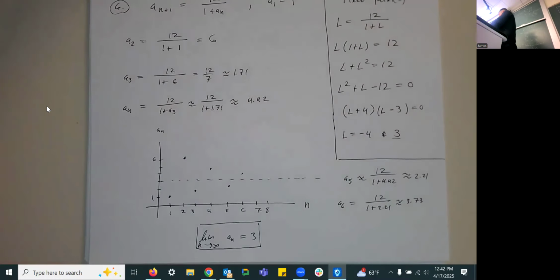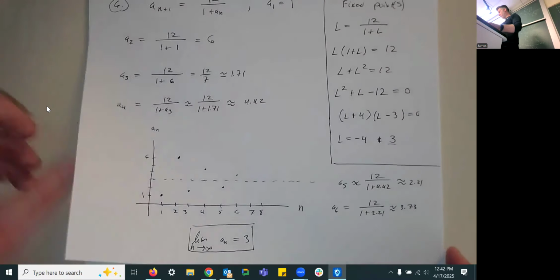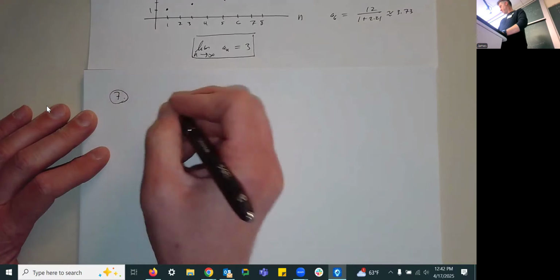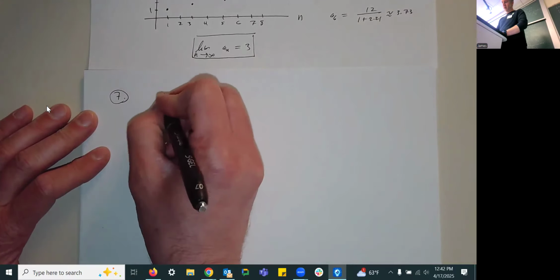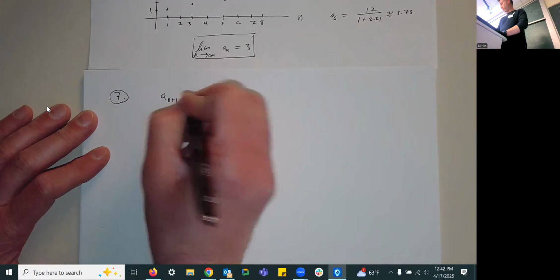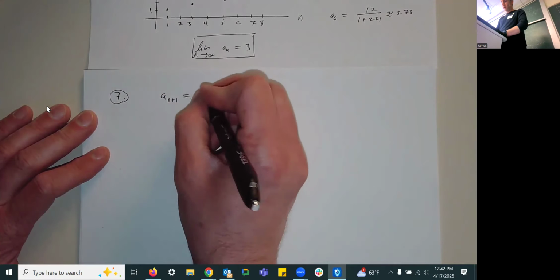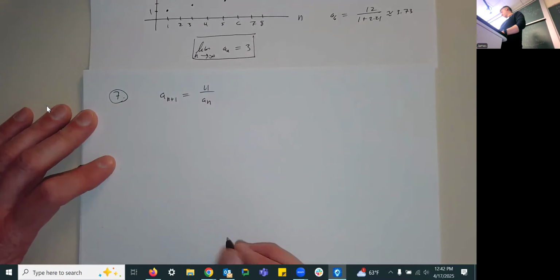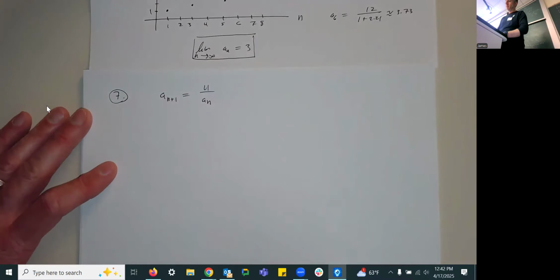Okay, I think I have one more example I want to show you about this. Oh yeah, that one. So this next one is kind of, it feels disappointing. So prepare for disappointment. So here's our recursive sequence. A sub n plus 1 is equal to 4 divided by a sub n. And I'm not going to tell you the starting place yet.